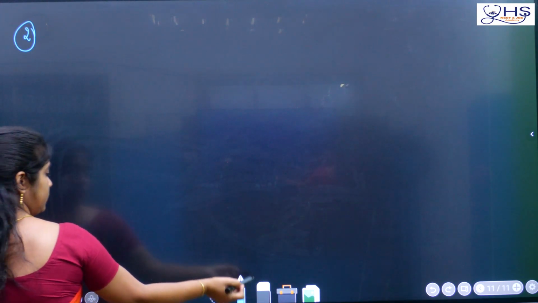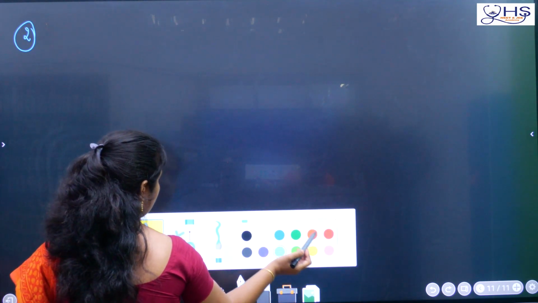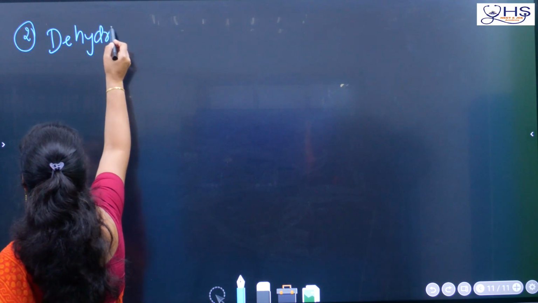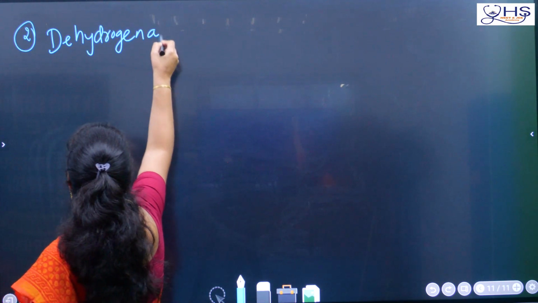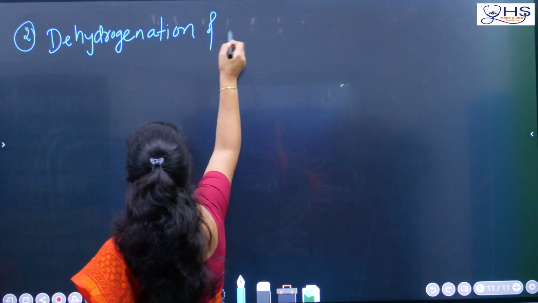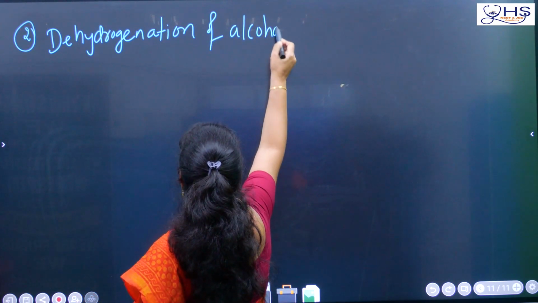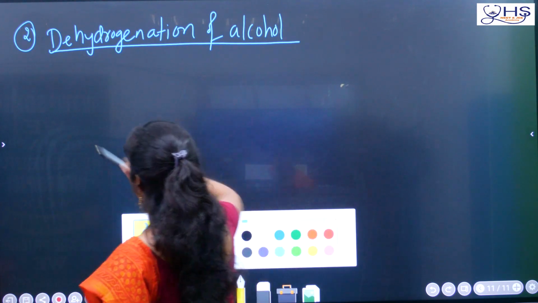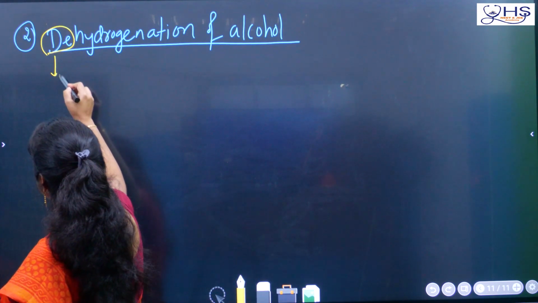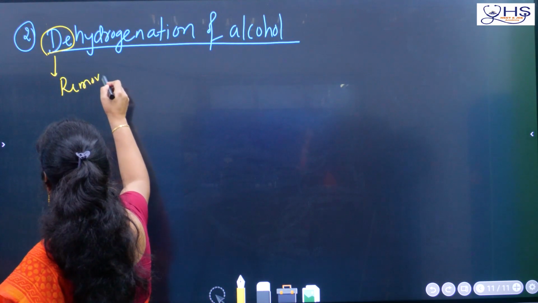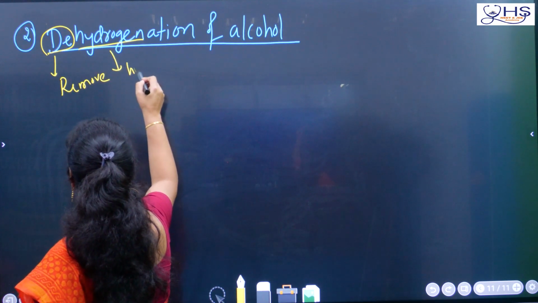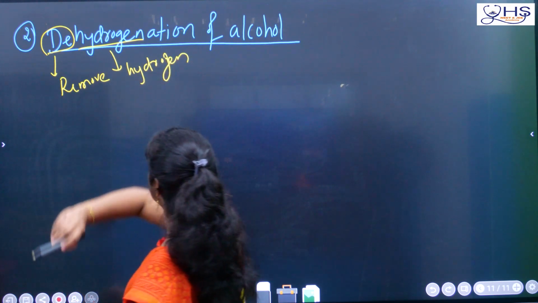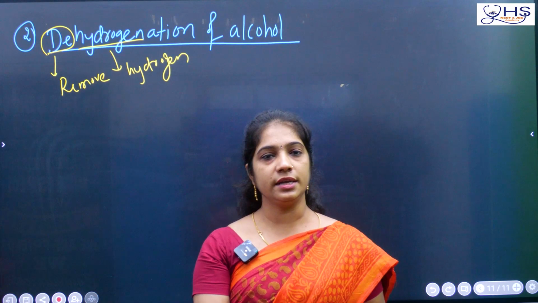The second method is similar to oxidation: dehydrogenation of alcohol. See here, the name itself is saying it. What is the meaning of D? D means removal. Hydrogenation means hydrogen. Removal of hydrogen. By removing the hydrogen from alcohol, we will get the aldehydes and ketones.